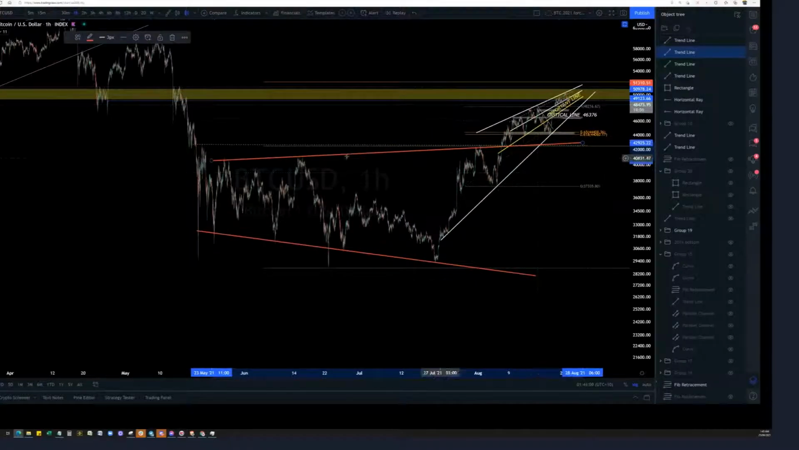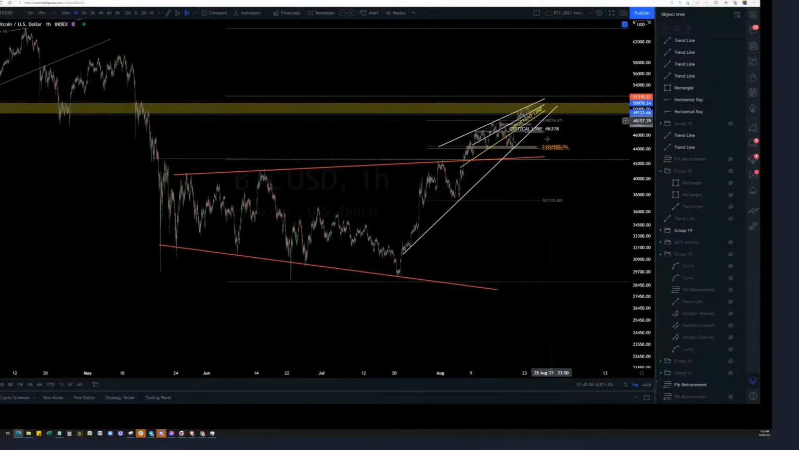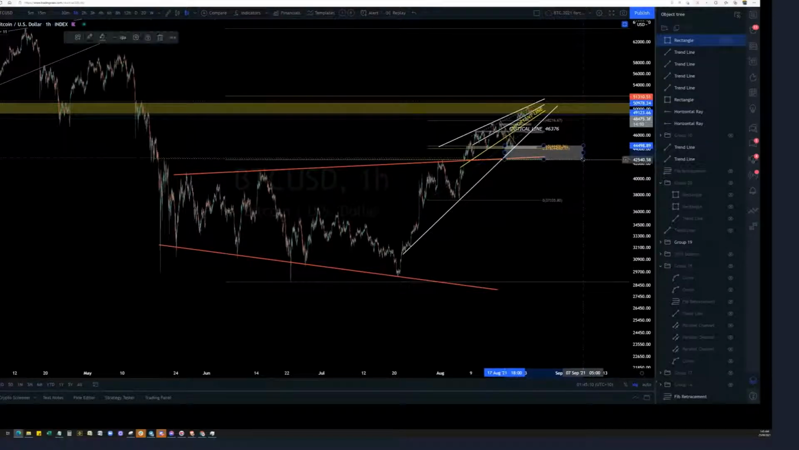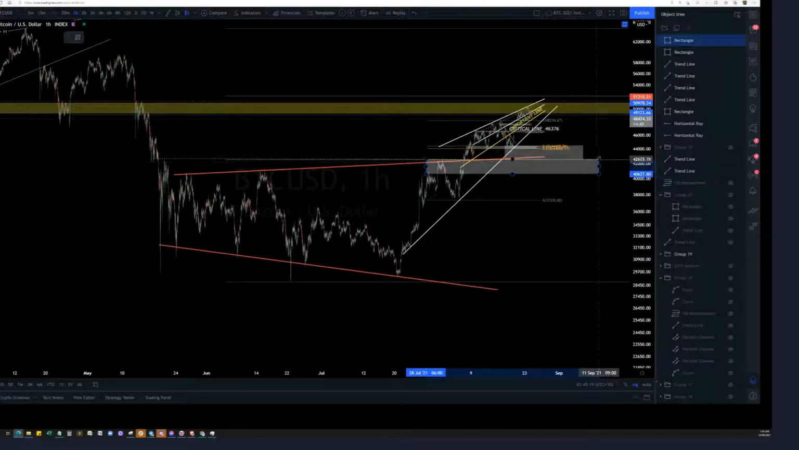I'll look at the moving averages a bit later. My area of interest is pretty much here, between this Fibonacci and this area. I will even go down to 40,000. It's potentially that zone there.